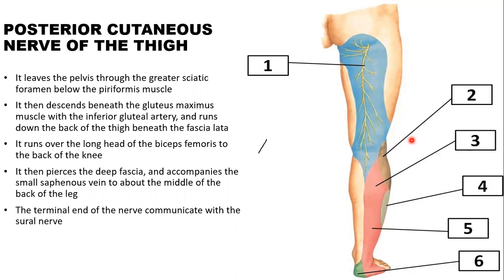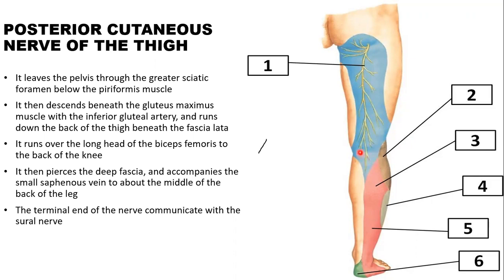sciatic nerve. Okay, so it then descends beneath the gluteus maximus muscle with the inferior gluteal artery, and then runs down the back of the thigh beneath the fascia lata. So it runs over the long head of the biceps femoris muscle to the back of the knee. As you can see, this is the back of the knee. So it then pierces the deep fascia and accompanies the small saphenous vein to about the middle of the back of the leg. As you can see, it's going a bit even to the leg.